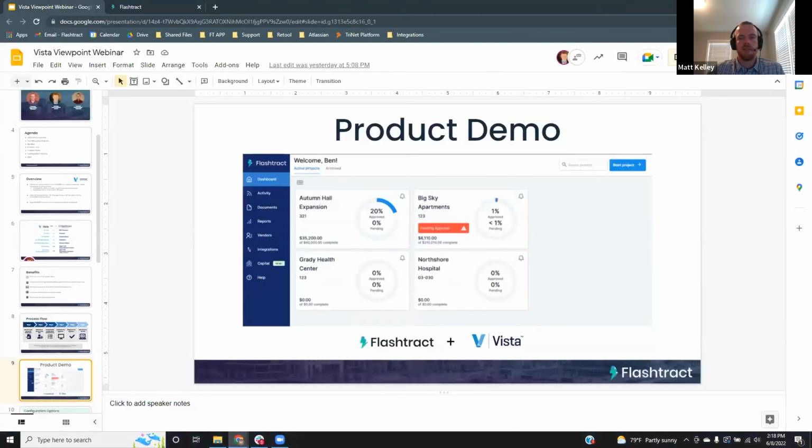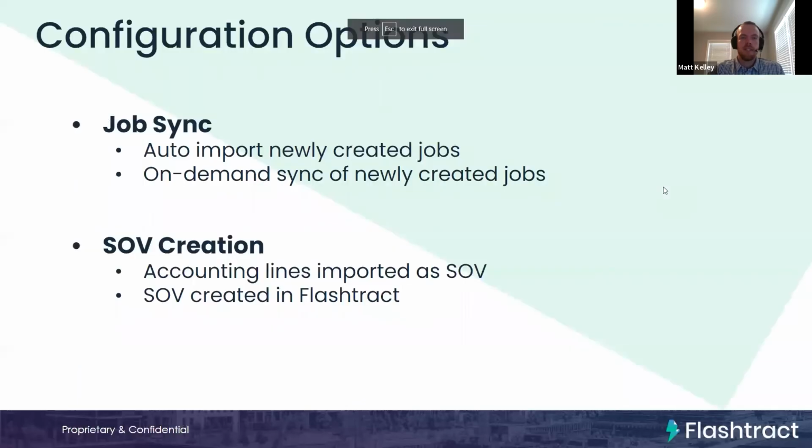So going back to the slide deck. For those different configuration options, for the job sync, I've touched on this already, but you can have an auto import of newly created jobs. And this really makes the integration process completely hands-off and seamless. As new jobs are created inside of Vista, those will just get brought over into Flashtract. And then you also could choose to have an on-demand sync where you really just pick and choose which projects that you want to bring over into Flashtract.